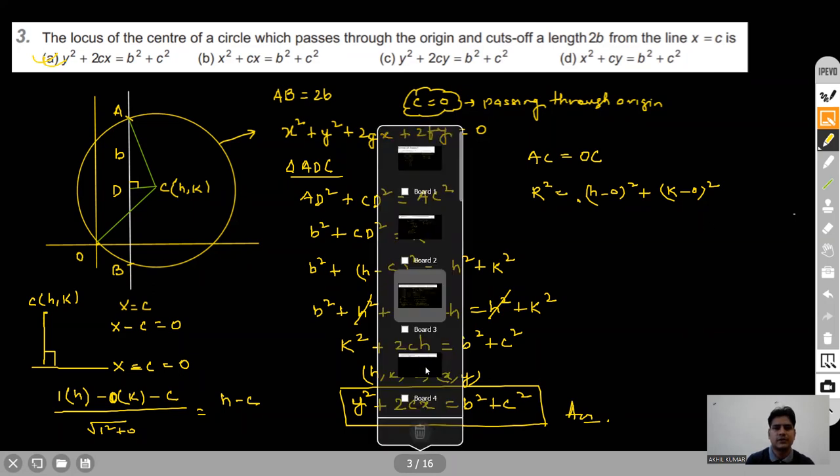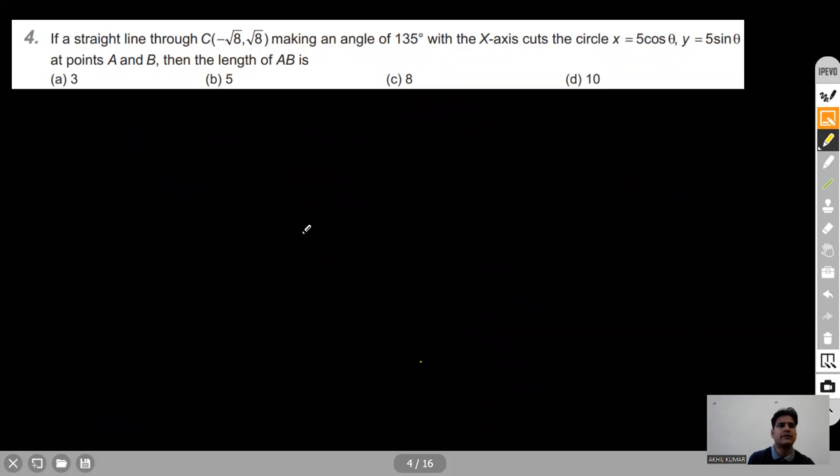Now move to the next question. Question number 4. If a straight line through C, whose coordinates are given as minus root 8, comma root 8, making an angle of 135 degrees with the x-axis, cuts the circle x equal to 5 cos theta, y equal to 5 sin theta. Let me first consider this circle. x is equal to 5 cos theta and y is equal to 5 sin theta, right? So we can say cos theta is equal to x upon 5 and sin theta is equal to y upon 5. Now we square it and add it.